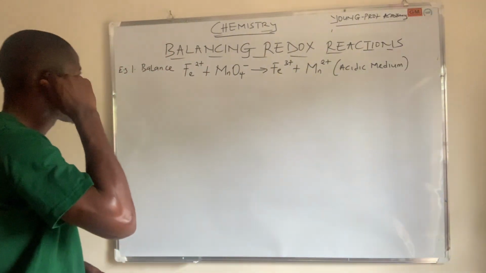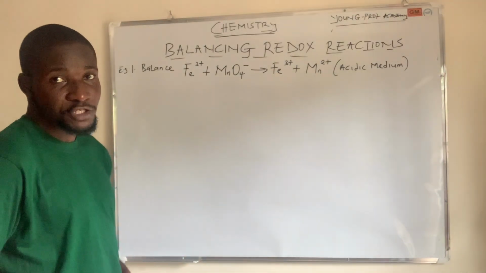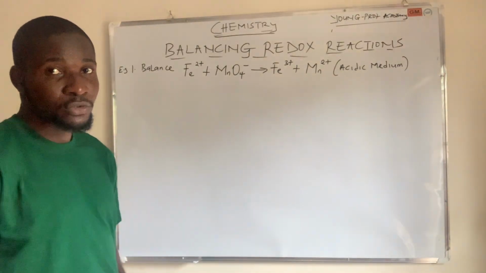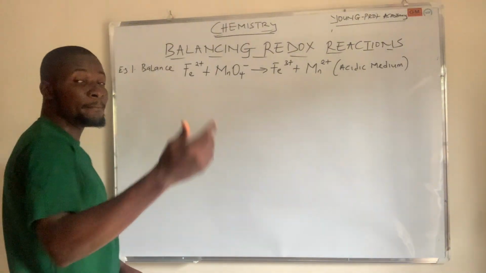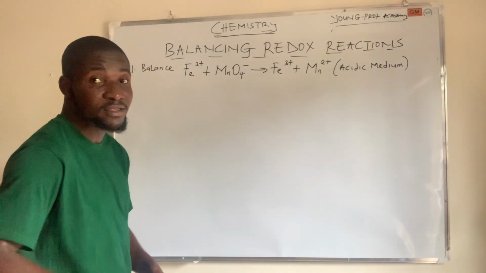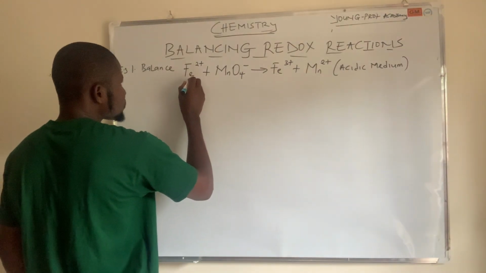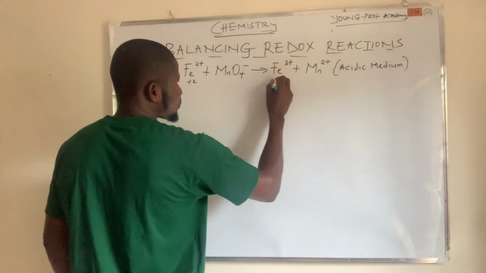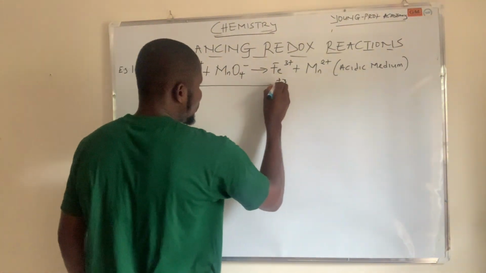Now, first of all, you have to look at the reaction and identify which is undergoing oxidation and which is undergoing reduction. That is the first thing you have to do. And just like we said, an increase in oxidation number means oxidation, a decrease in oxidation number means reduction. Now, iron is moving from +2 oxidation number to +3. Definitely, this is an increase in oxidation number. We call this oxidation.